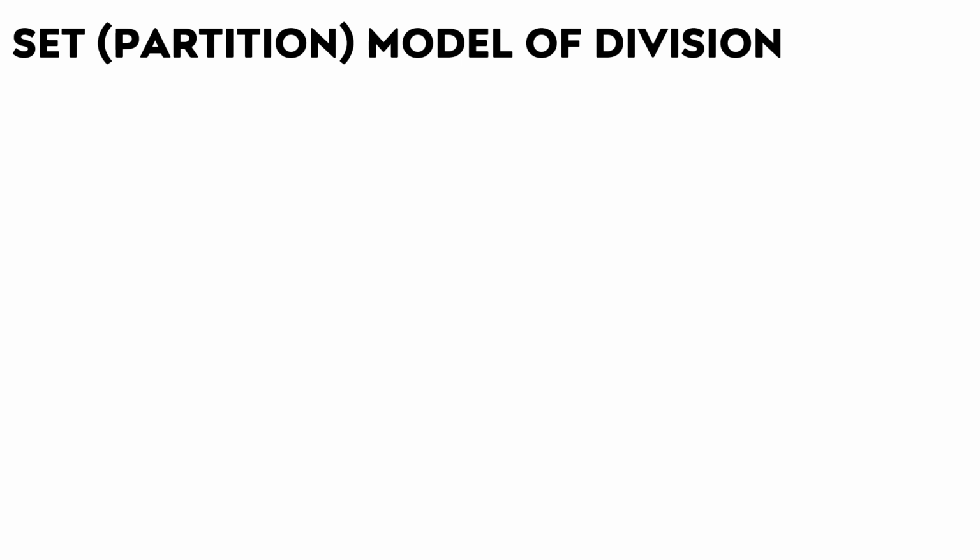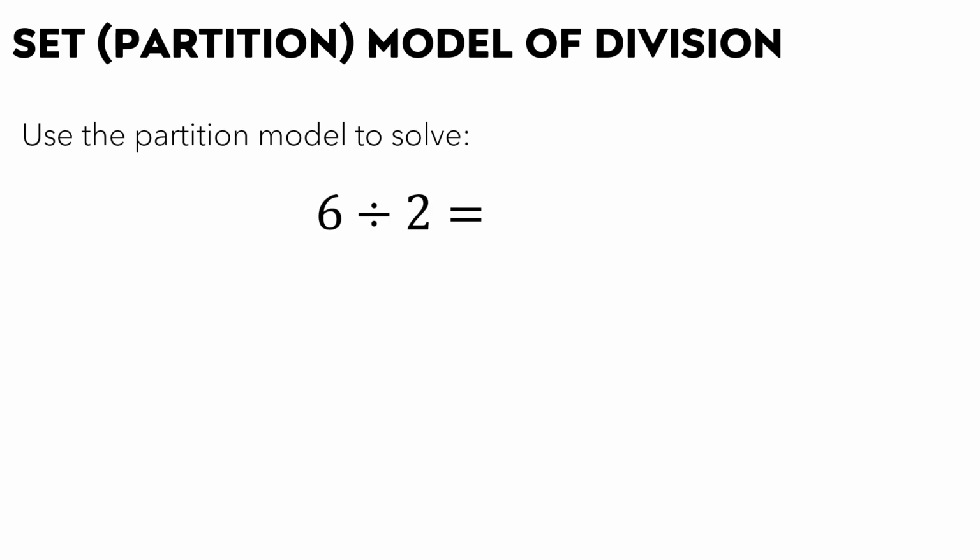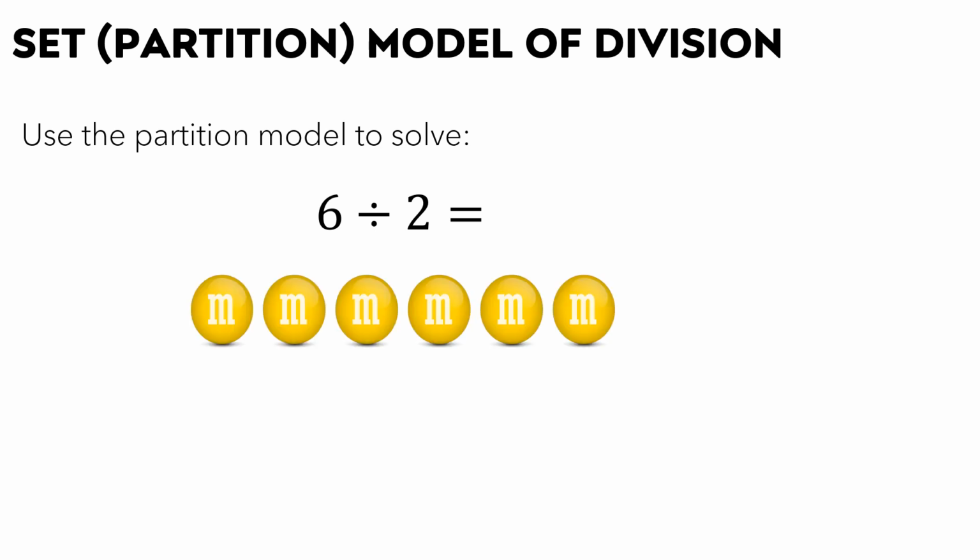All right, so here's another example. It says use the partition model to solve. Suppose we have the problem 6 divided by 2. Previously, when we used the repeated subtraction model of division, we just took 2 M&Ms away, 2 M&Ms away, 2 M&Ms away until we had no M&Ms left. But this model says you're going to think of the divisor as the number of groups that you want to split this up into.